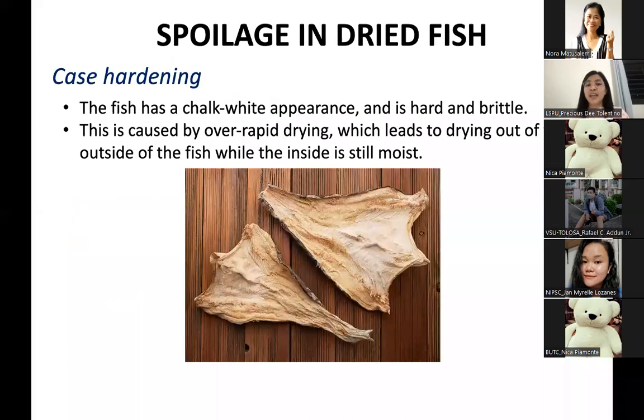Okay? So case hardening, the fish has a chalk white appearance. Ito yung kahit ipokpok sa lamesa, mahirap nang putulin. Nagiging brittle siya. It is hard and brittle. Meron siyang chalk white appearance. So tandaan ninyo lang, class, associate something na nakita ninyo na before to this spoilage. Case hardening, matigas at namumuti na rin. So this is caused by over rapid drying which leads to drying out of the outside of the fish while the inside is still moist. Tandaan ninyo, yung labas, matigas na, dry na, pero yung loob niya, moist pa rin, malambot pa rin. So that is case hardening.